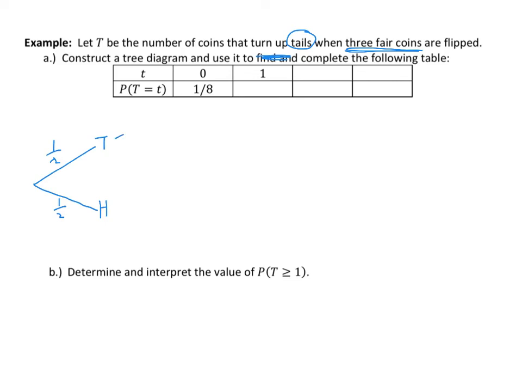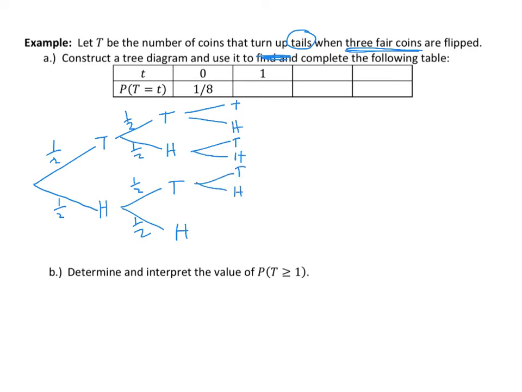The next coin would be represented here. I could either get tails or heads, and I could get tails or heads, and again, each of these is a half. And then the third coin flip, this is starting to get tight on space here. It could be tails or heads, tails or heads, tails or heads, tails or heads. All of these branches are a half. I don't know that I have enough room to put a half on all of them, but all of these all the way down are a half.